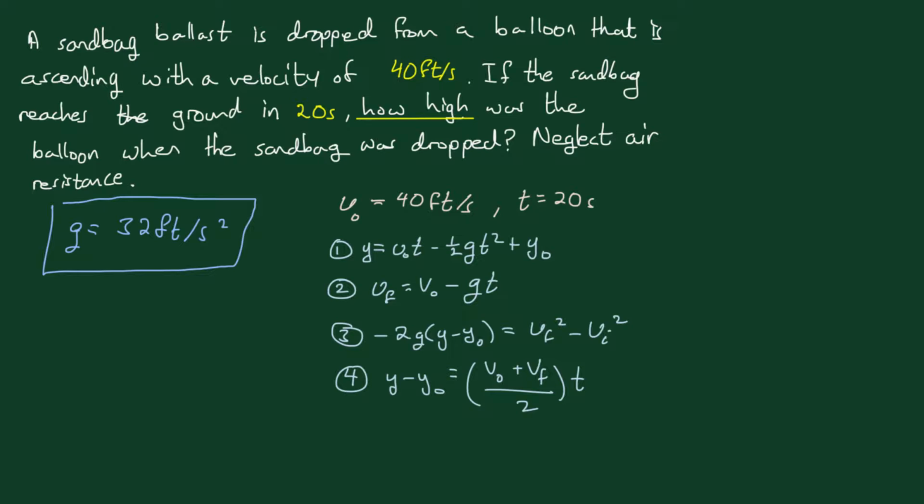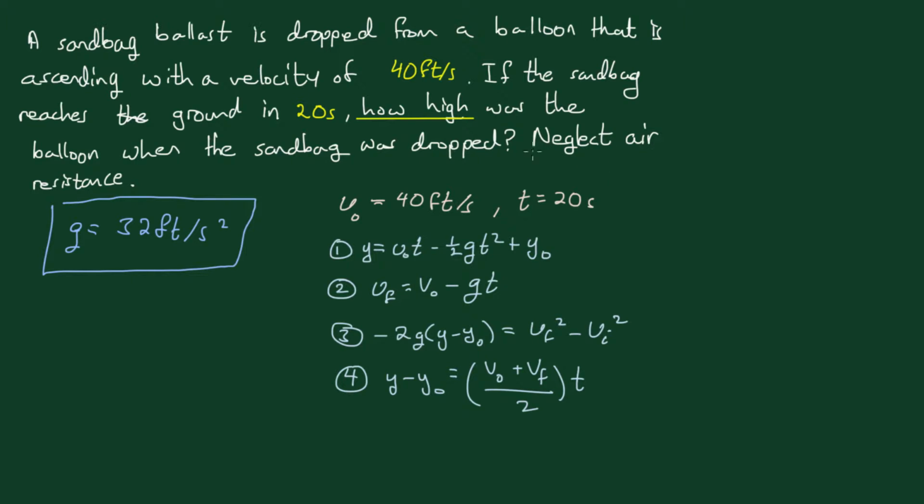Alright, so I've taken the liberty of putting a few things up here. The first thing you'll notice is that I highlighted the information that's given in the problem. Whenever you're trying to solve a physics problem, the first thing you want to do is to note what information you're given, right? And I've also written down the given information down here: V0 equals 40 feet per second, and t is equal to 20 seconds. I've also underlined the key information that we're being asked to find: how high was the balloon when the sandbag was being dropped?